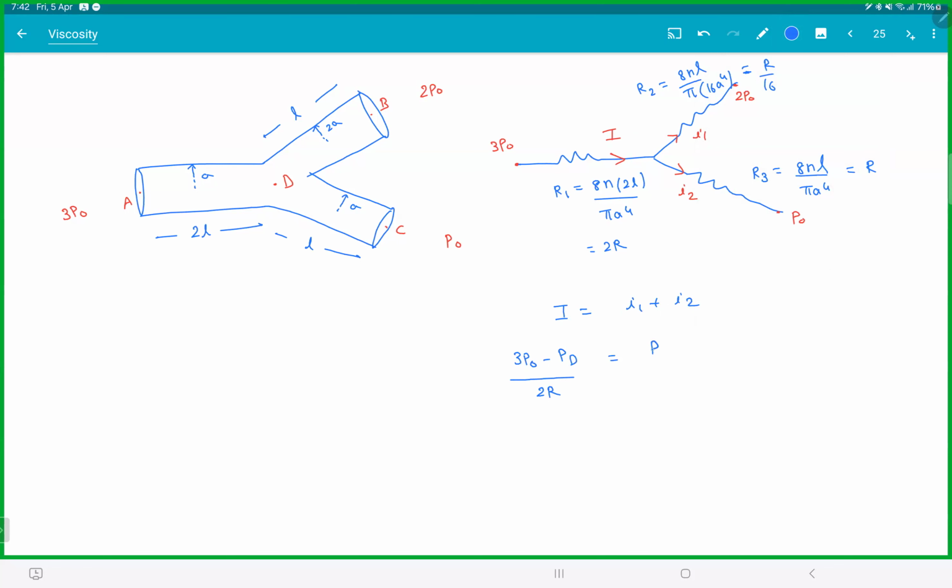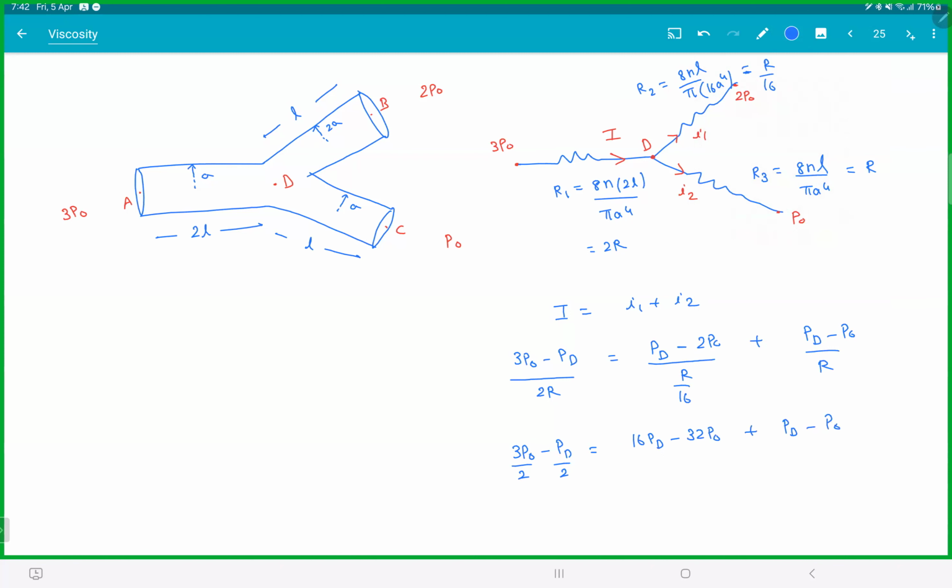I1 will be how much? PD. So remember always the liquid flows from initial to final, high pressure to low pressure. So PD minus 2p naught by R by 16 plus PD minus p naught by R. R cancels off. 3p naught minus PD by 2. This guy will be 16 PD minus 32 P naught. PD minus P naught.